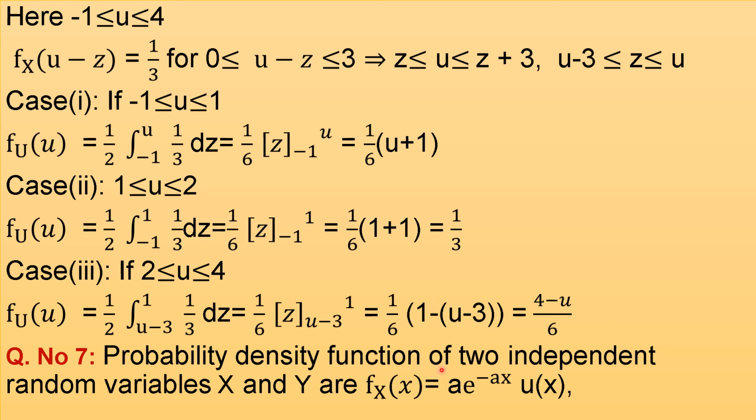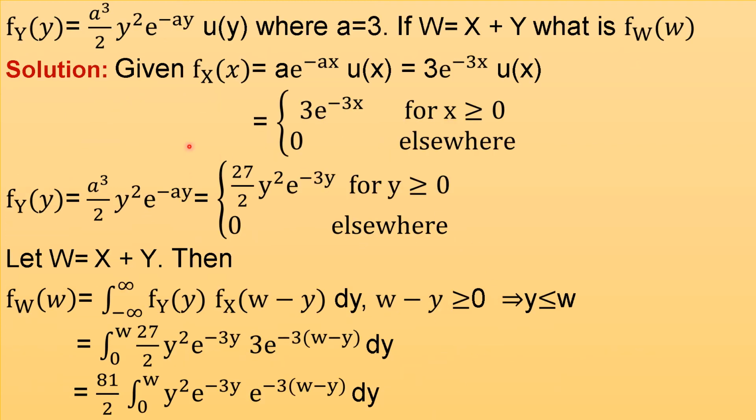Next, the probability density functions of two independent random variables X and Y are f_X(x) equal to a into e power minus ax into the unit step function u(x), and f_Y(y) is equal to a cube by 2 into y square into e power minus ay into u(y), where a is 3. W means the sum of those two random variables X and Y. Find f_W(w), so find the probability density function of W.